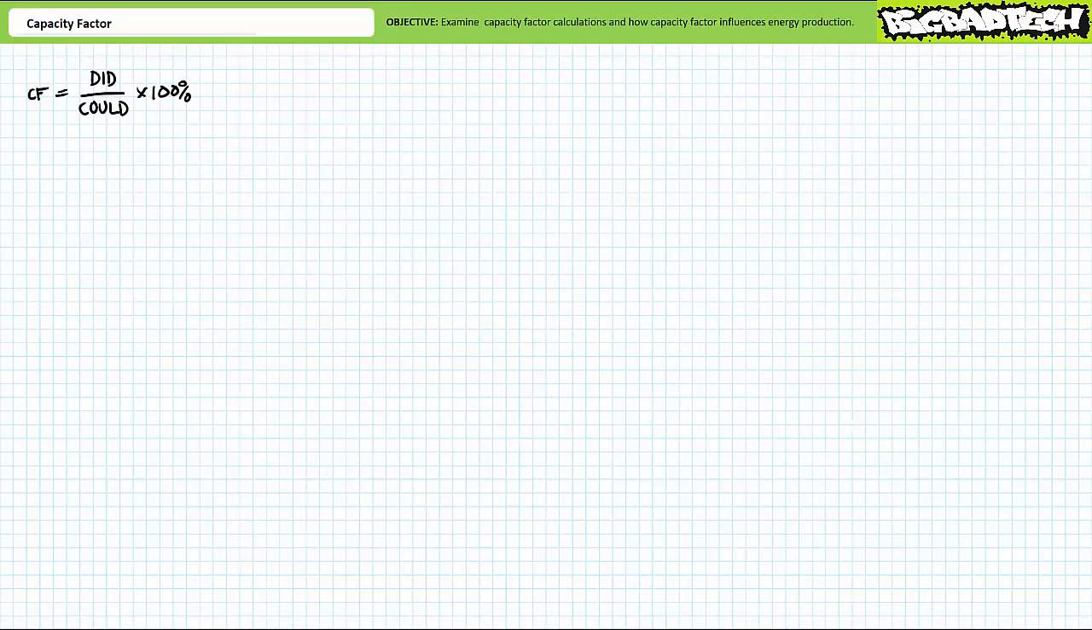I'm your instructor, Jim Pytel, and today's topic of discussion is capacity factor. Our objective is to introduce a common performance measurement known as capacity factor. We'll learn how to calculate capacity factor and discuss how capacity factor influences energy production.